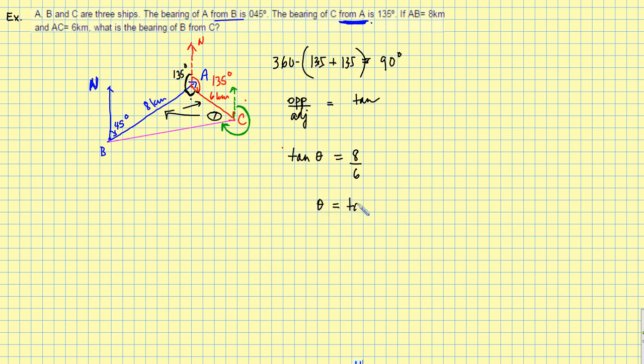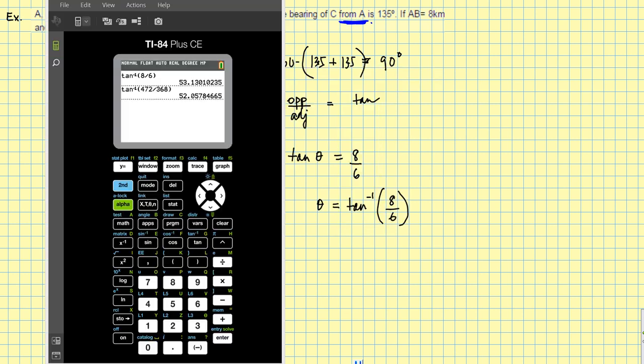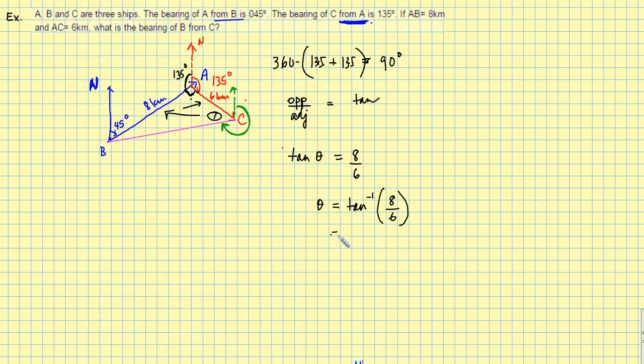I now bring in the tan inverse. I'm going to do the tan inverse of 8 over 6, because remember, we have been given the ratio and we are now looking for the corresponding angle to that ratio. So using the calculator, I very quickly insert the given ratio, and I say second function tangent of 8 divided by 6, close the parentheses, equals, and I get 53.1 degrees.